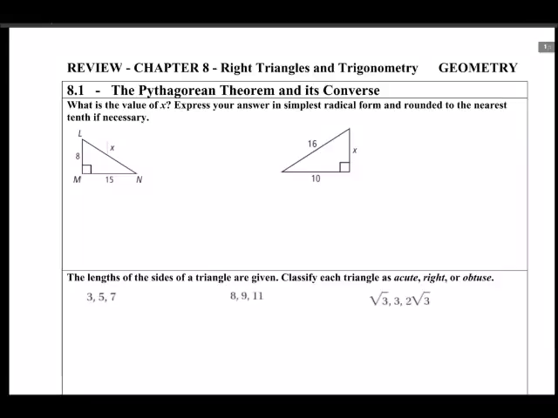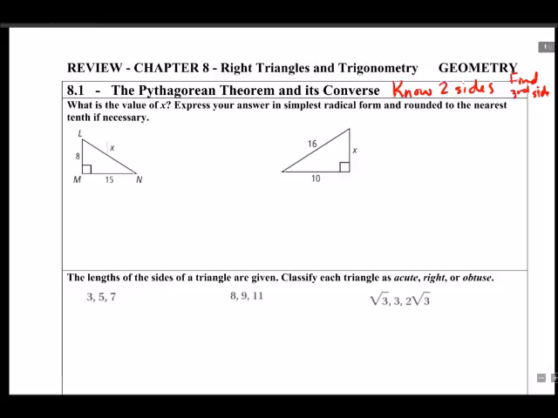Review Chapter 8, Right Triangles and Trigonometry. This was a fun chapter. 8.1 was the Pythagorean theorem and its converse. And this is if we know two sides, we can find the third side. So this one has nothing to do with angles.